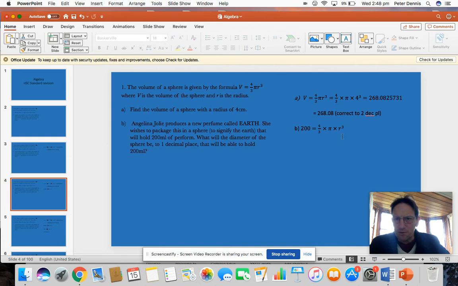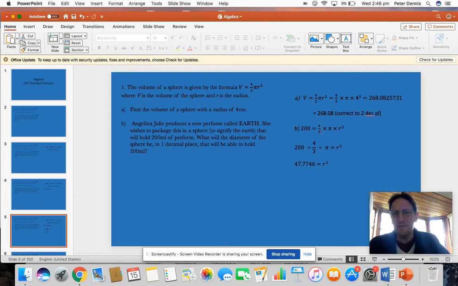But what we really want to do is get down to r equals something. So we're going to get rid of this 4/3. We're going to get rid of this pi, or move it to the other side. On this side, we are times-ing by 4/3, so when we take it over, we divide. And we are times-ing by pi, so when we take it over, we divide by pi. So that's what we get. We get 200 divided by 4/3 divided by pi equals r cubed.